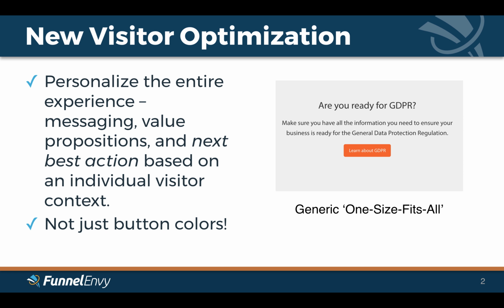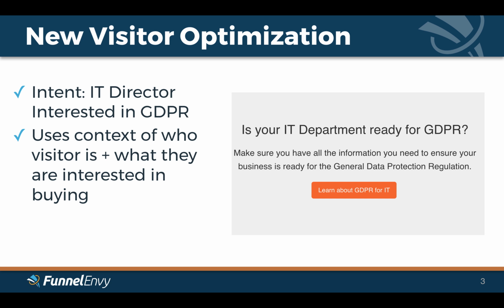So what you're really going to want to do is personalize the entire experience, messaging, value props, and the next best action based on the individual visitor context. So this is much more than button colors or CTAs. It's really about personalizing and optimizing with all the data that you have about the customer and the account.